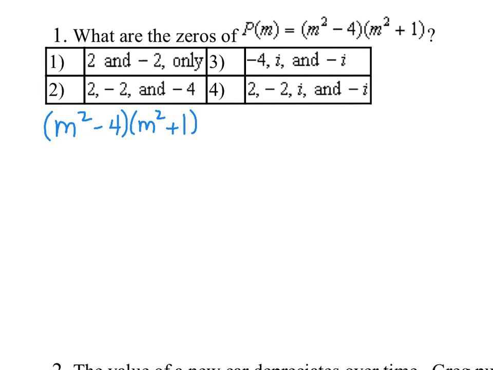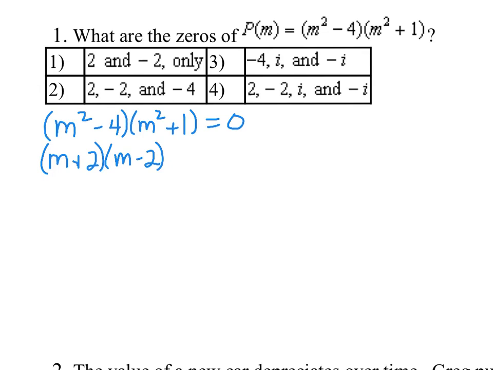So the question's asking for the zeros of P of M. So I'm taking P of M and I'm going to set it equal to 0. Now I see that the first set of parentheses here is the difference of two perfect squares. So I'm going to factor that to M plus 2 and M minus 2.